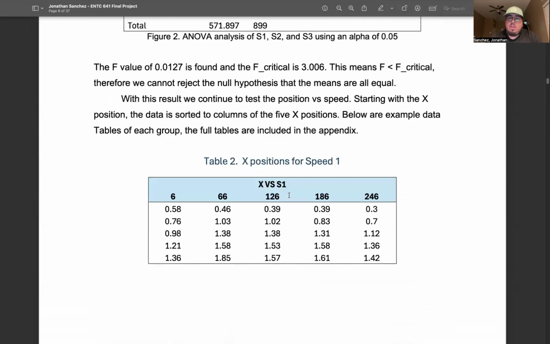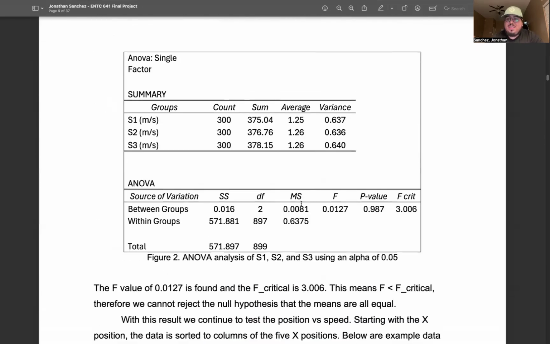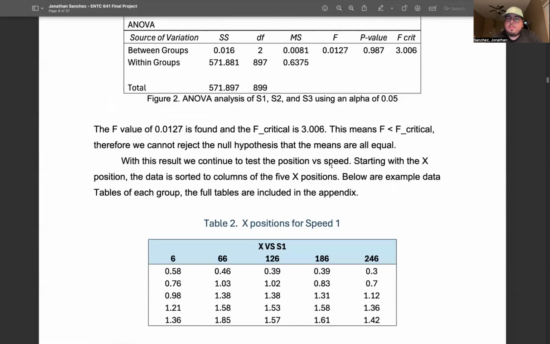After conducting that ANOVA, the F value was very clearly below the critical value, and the p-value was above the 0.05 alpha value, meaning that we failed to reject the null hypothesis, which is that the means are all equal. As you can see here, the averages are all very similar, the variances all very similar. This is a good set of speed data, so we were able to continue with it.